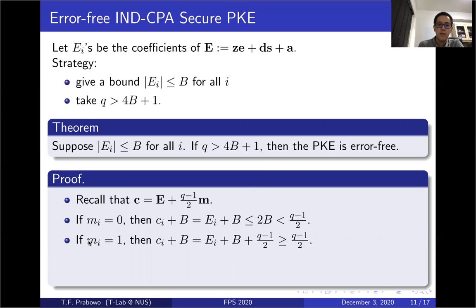And then similarly, if Mi is 1, then we can show that Ci plus B is bigger than or equal to (Q minus 1) over 2. So the conclusion is Mi equals 0 if and only if Ci plus B is less than (Q minus 1) over 2. But this is exactly our decryption process. So this argument shows that our decryption is perfect. You always get back the correct plaintext. There is no decryption error at all.